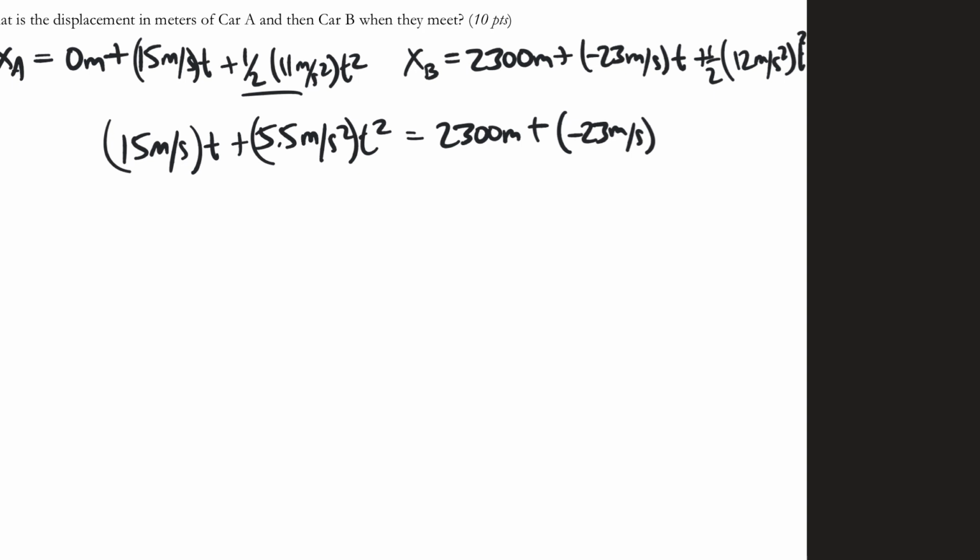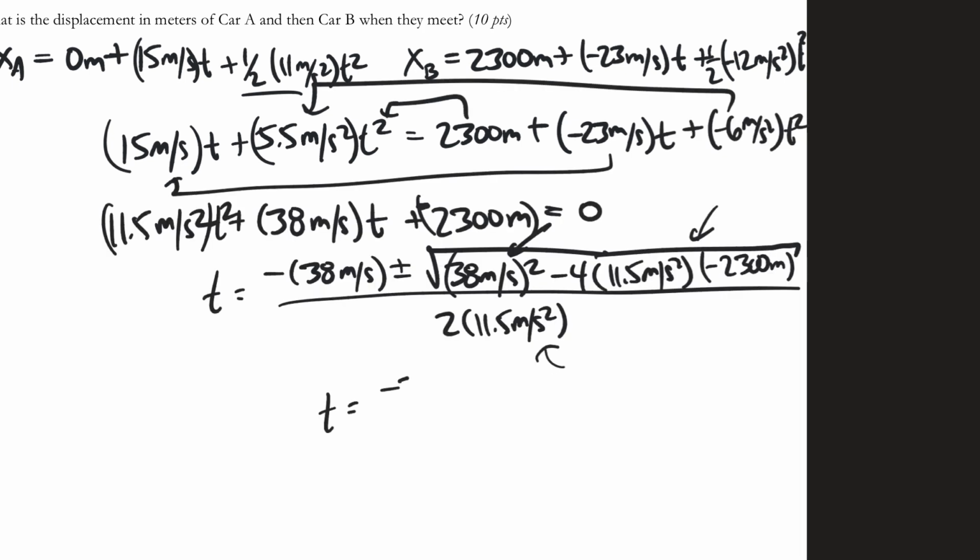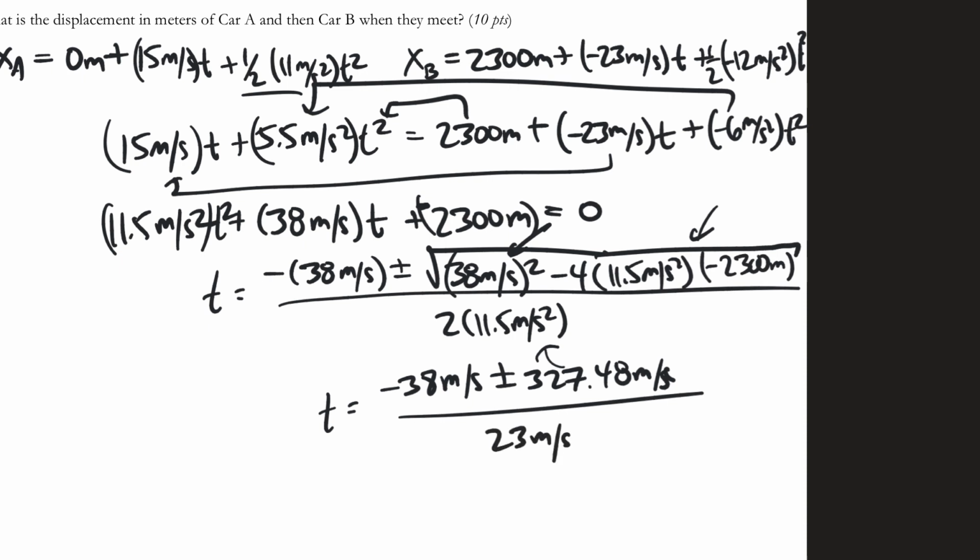Okay, so we end up with t equals negative 38 meters per second plus or minus 327.48, keeping way too many sig figs so that we don't have a rounding error, all divided by 2a, which is going to be 23 meters per second squared.